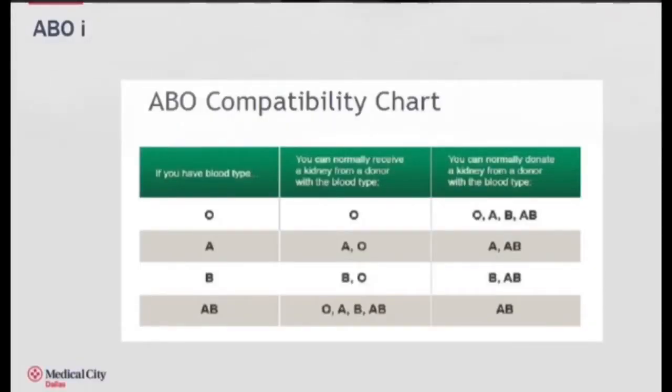Our first slide shows which blood types are compatible between pairs. Blood type O can give a kidney to any blood type of the recipient. Blood type AB can receive any blood type donor. If your blood type is A, then your donor must be either A or O. And if your blood type is B, your donor must be B or O.